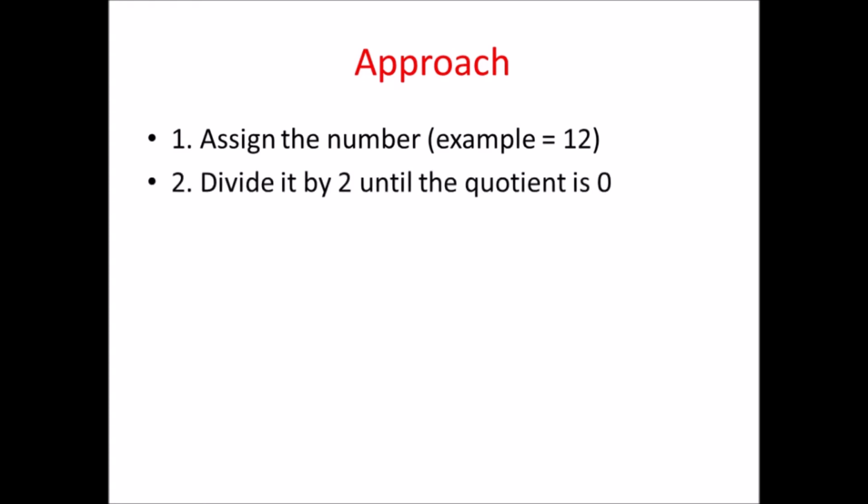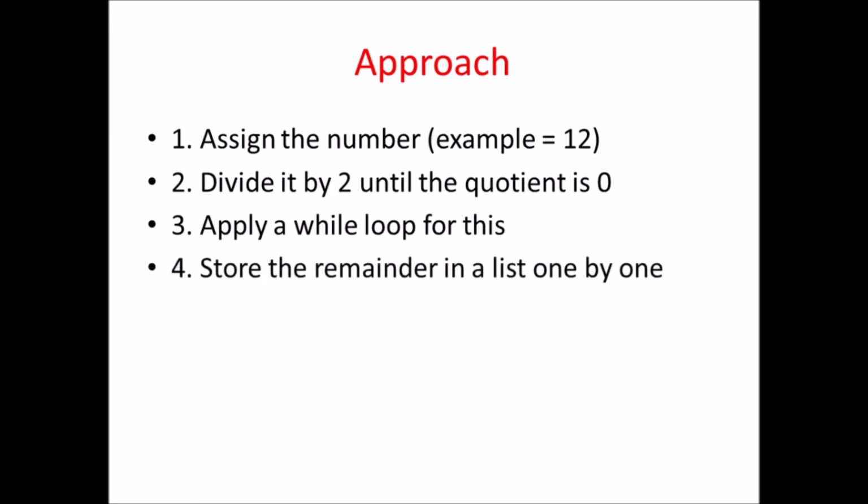Our approach will be, first, to take the number from the user. For example, we'll just take it as 12. Then divide this number continuously until the quotient reaches 0, like we saw in the previous example. For this, we can use a while loop or a for loop, but I believe while will be better. Then we have to store the remainder continuously in a list. As soon as we get a remainder, just store it into the list, until the loop is broken.